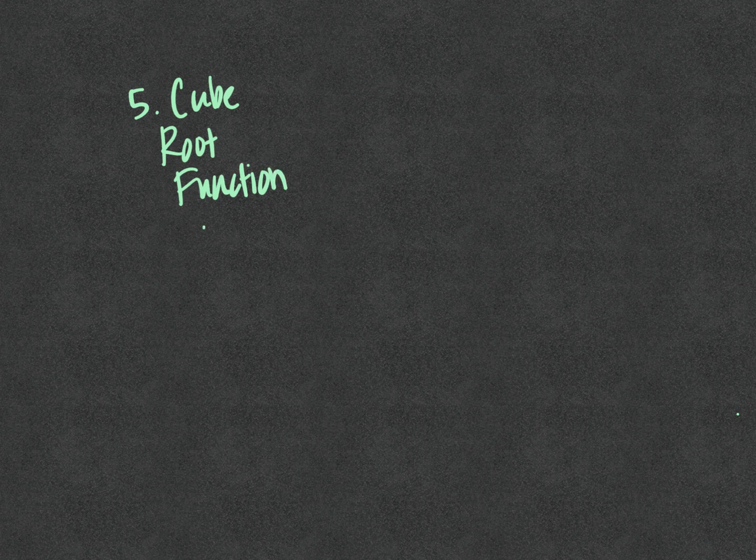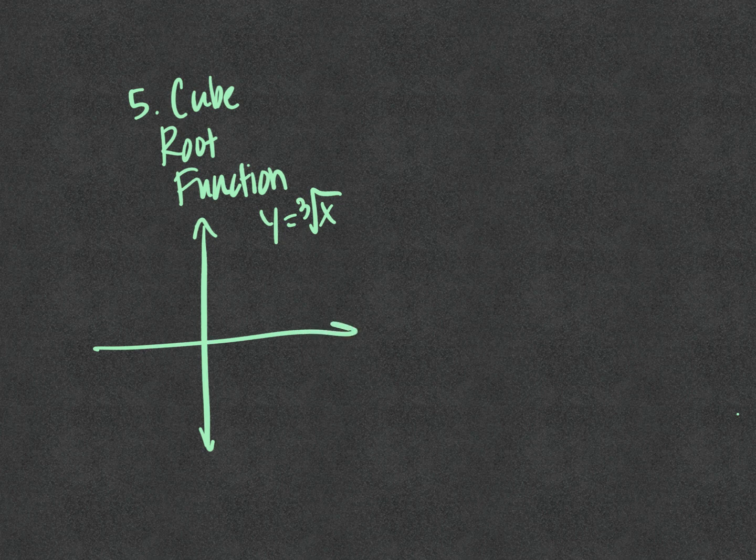Number 5 is the cube root function. Just like it sounds, it's the cube root. So the equation is y equals the cube root of x. It's the inverse of x to the third, so it's the sideways version. A lot of students, again, struggle with this. Kind of draw half a skinny parabola this way and the other way. So that would be the cube root of x.